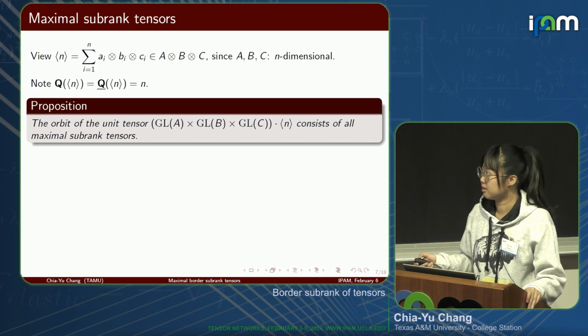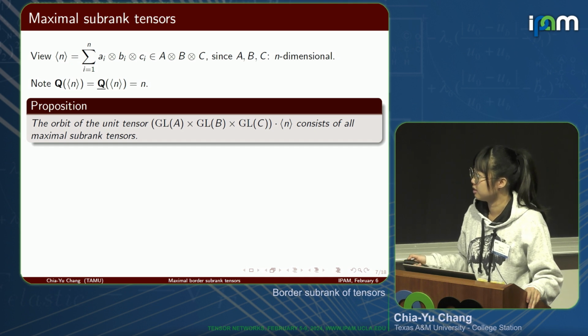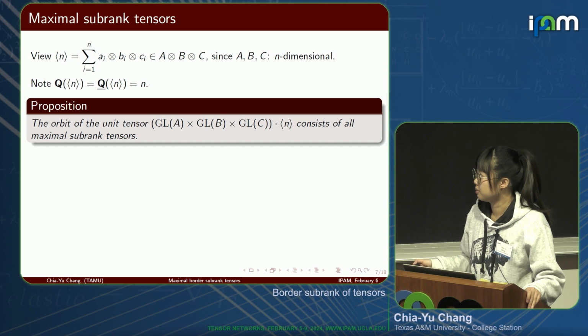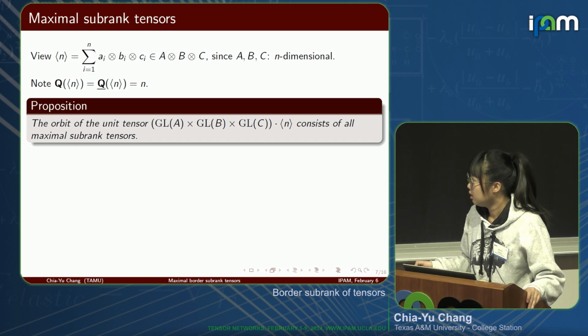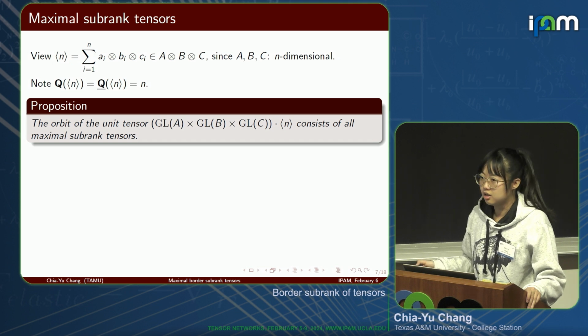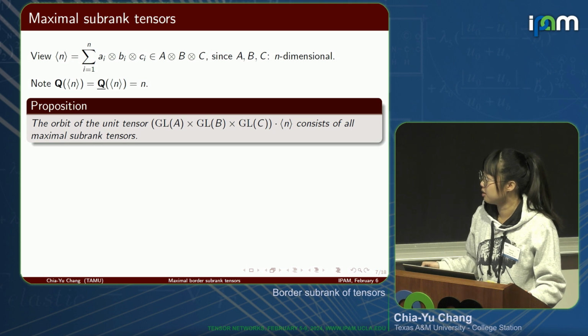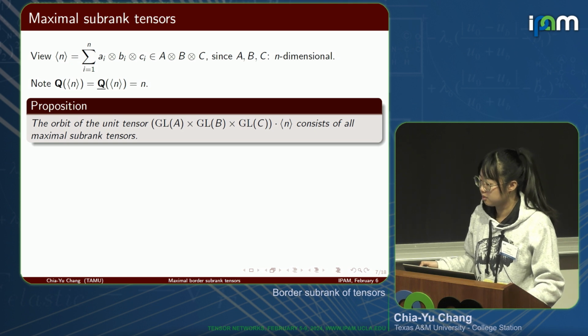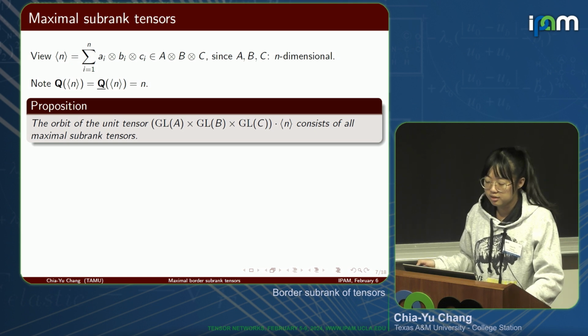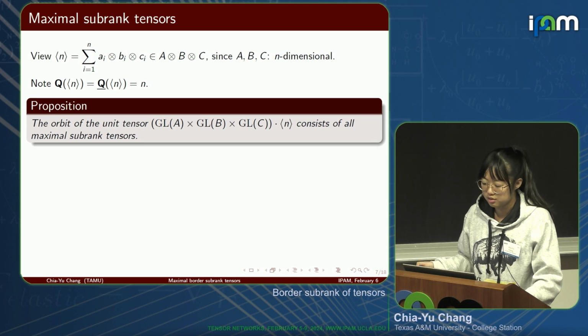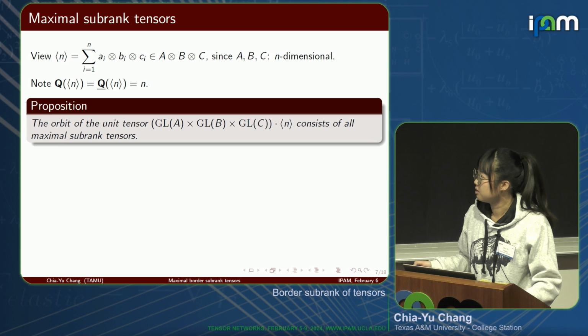So before looking at tensors of maximal border subrank, let's first look at tensors with maximal subrank. The unit tensor has maximal subrank, so every tensor in its orbit also has maximal subrank. And there is a proposition saying that the orbit of the unit tensor actually consists of all maximal subrank tensors.